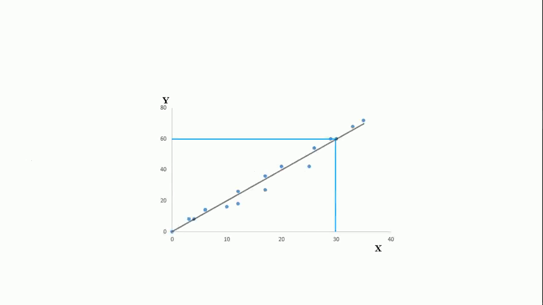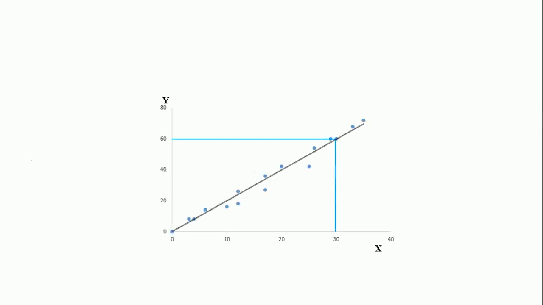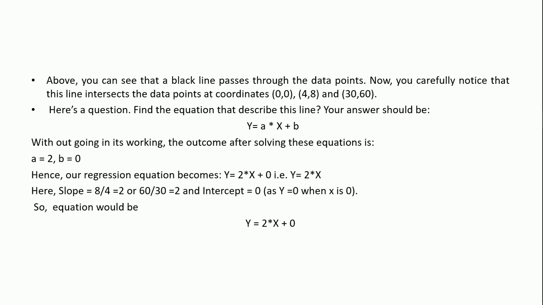By looking over here, we know that the slope of the line is determined by y2 minus y1 upon x2 minus x1. So if we consider the points (0, 0) and (4, 8), it is 8 minus 0 upon 4 minus 0, that is 2. So our slope of the line is 2, hence a is equal to 2, and this line doesn't make any intercept with the y-axis, so the value of b is 0.